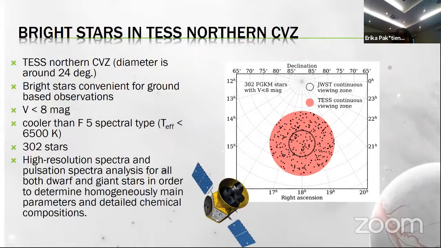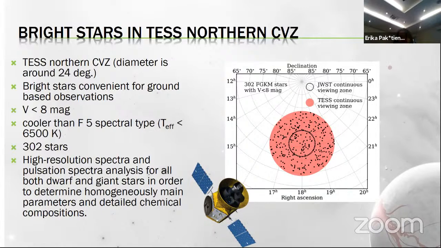Let's go to the continuous viewing zone. Astronomers from Vilnius University, together with Aarhus University, decided to characterize stars from the continuous viewing zone in the northern sky. We selected bright stars which are brighter than 8 magnitude and with temperature smaller than 6,500 kelvins.